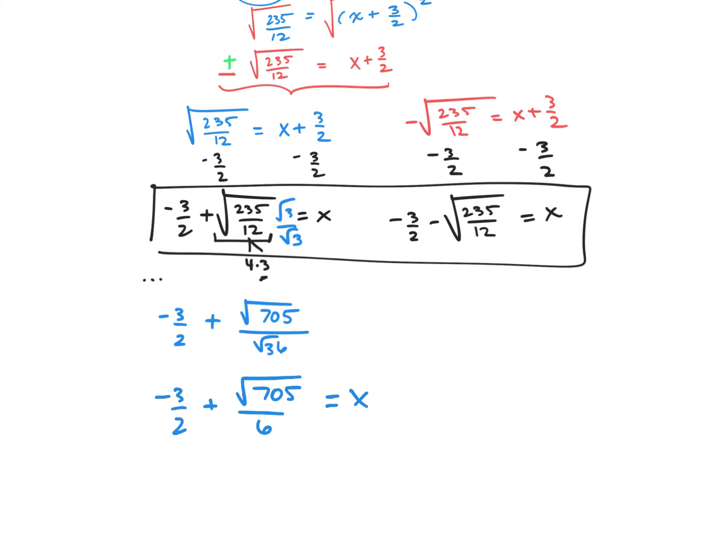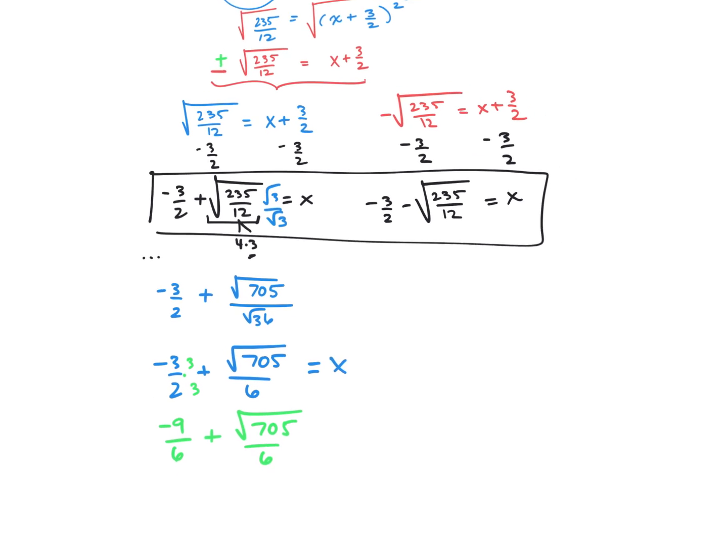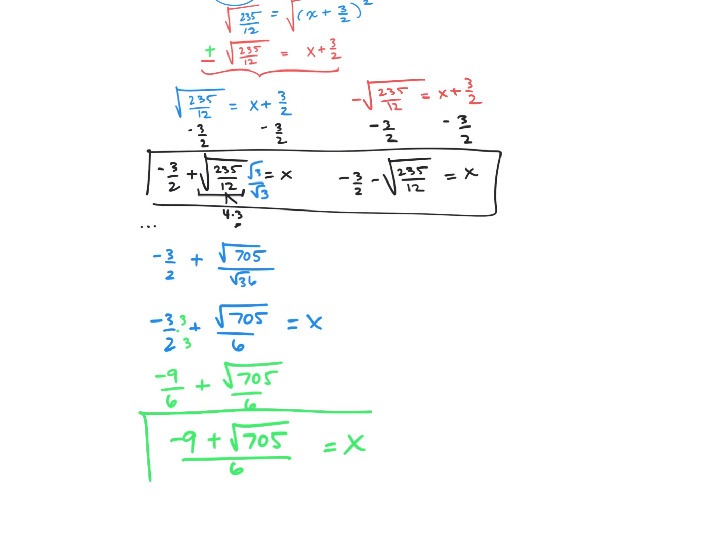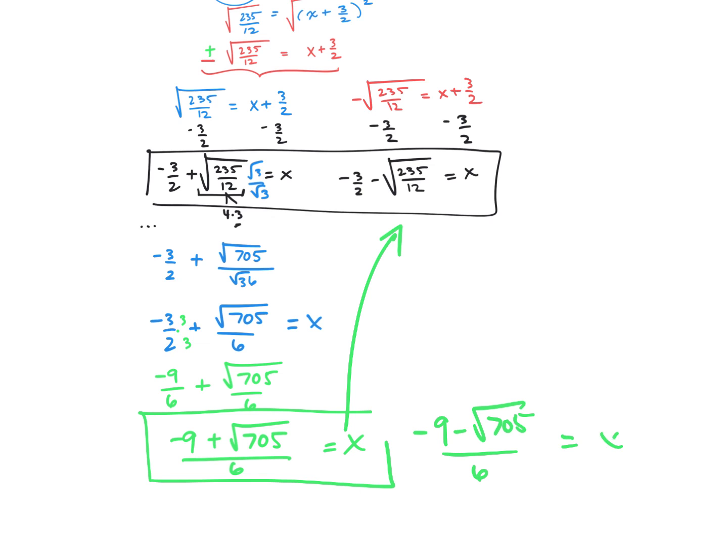Then if we wanted to combine these together into one fraction, we could multiply by 3 over here to have that common denominator. So it would be -9/6 plus the square root of 705 over 6, which is really (-9 plus the square root of 705) all over 6. So that looks kind of neater, maybe. And again, if you do that similarly with the other side, we're going to end up with (-9 minus the square root of 705) over 6 is equal to x.